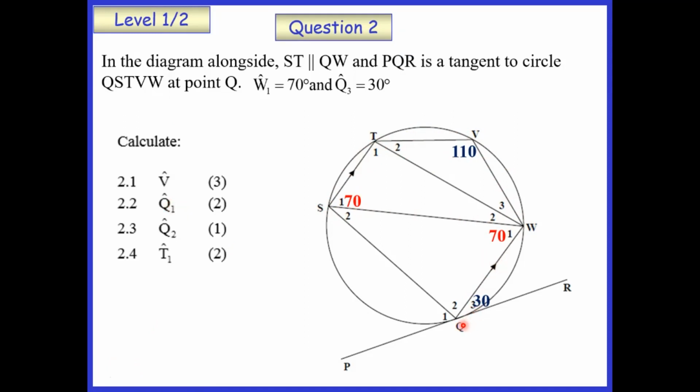Q1. There's Q1. What is Q1 equal to? Anybody knows? Isn't it 70, sir? Q1 is equal to 70, but why is it equal to 70? That is a tan chord theorem. Tan chord theorem, the angle between a tangent and the chord SQ, and if you trace chord SQ, it subtends an angle at W. We got our 70.